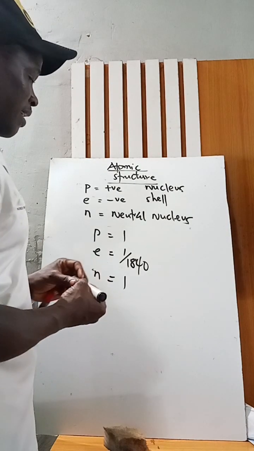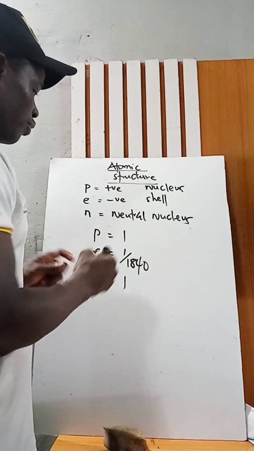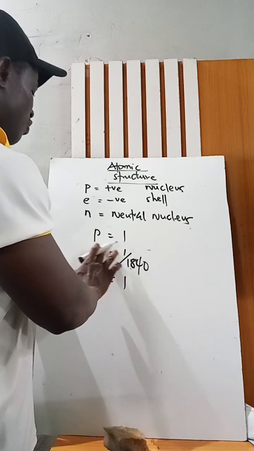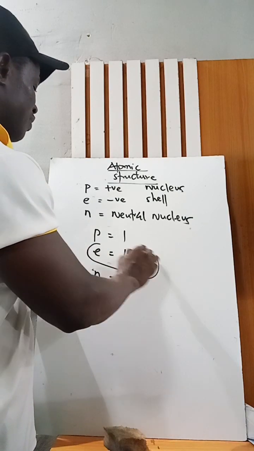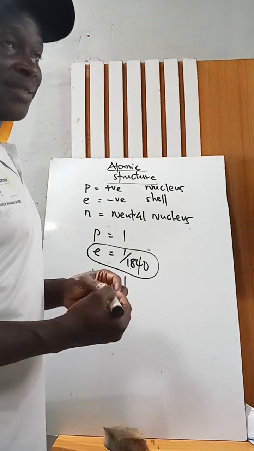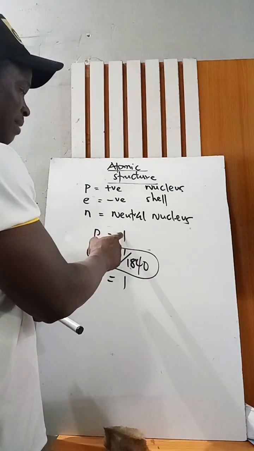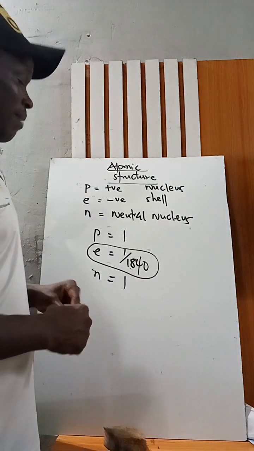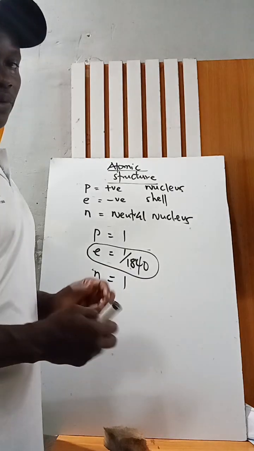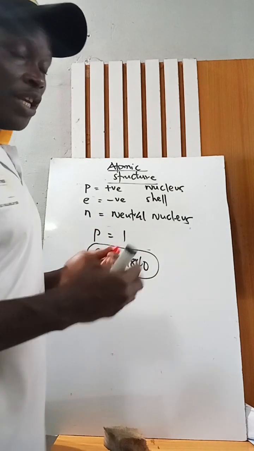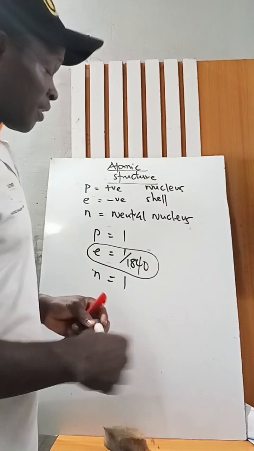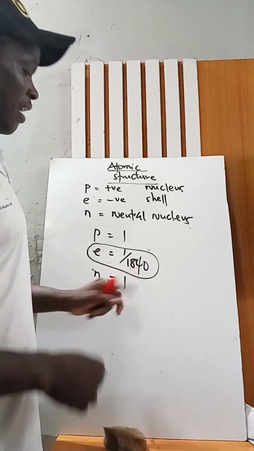There was a year in JAMB, they asked, which of the following contributes least to the mass of an atom? The particle that contributes least to the mass of an atom is the electron. Why? It is 1840 times less than the mass of proton and neutron. That means the mass of proton and neutron are bigger than the mass of electron. So if you are given a question, which of the following contributes least to the mass of an atom? The answer is electron.